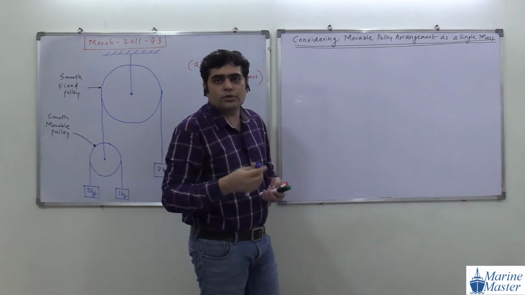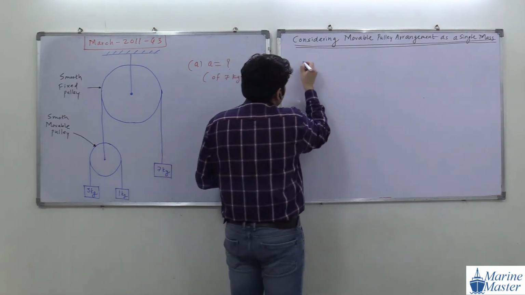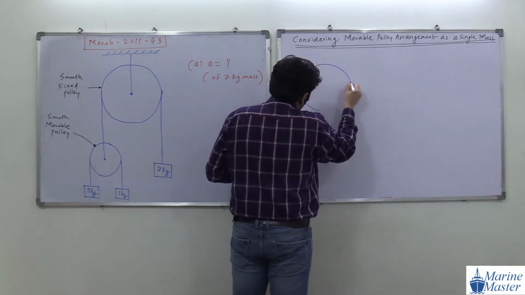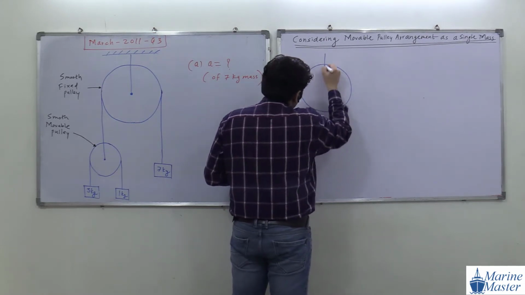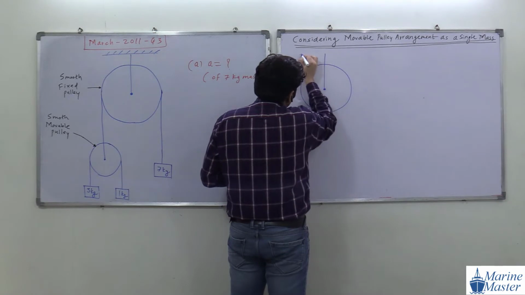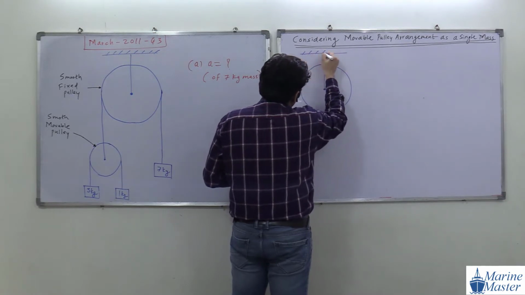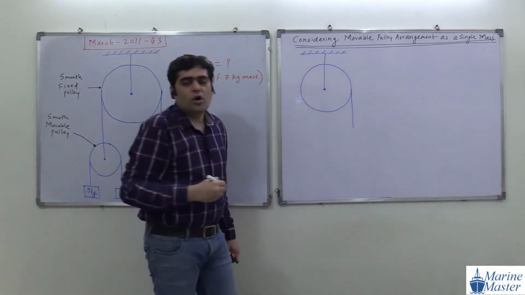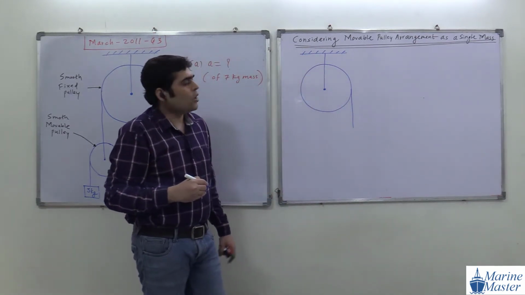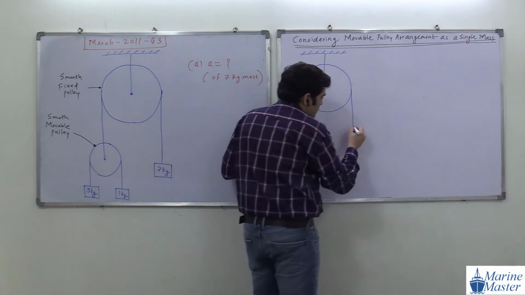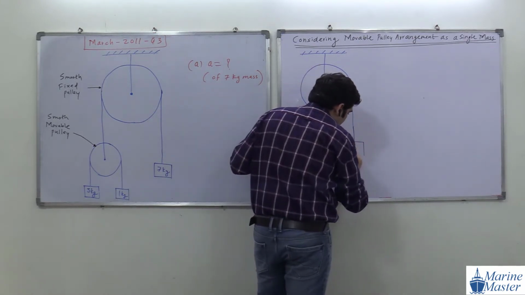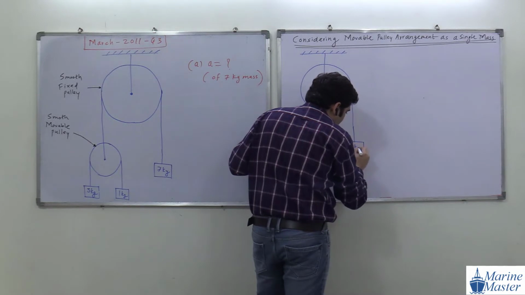So what we are going to do? This is our fixed pulley. Fixed means it is not moving. On this fixed pulley, on one side what we have is a mass of 7 kg.